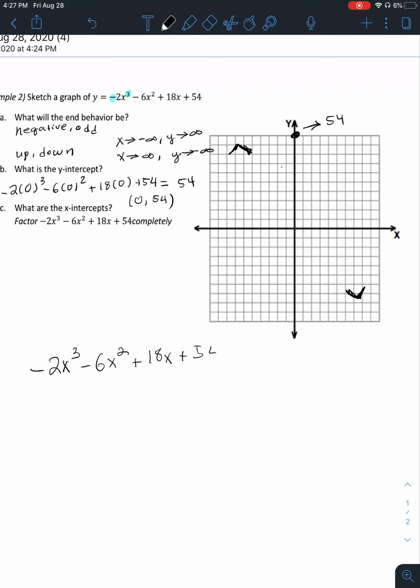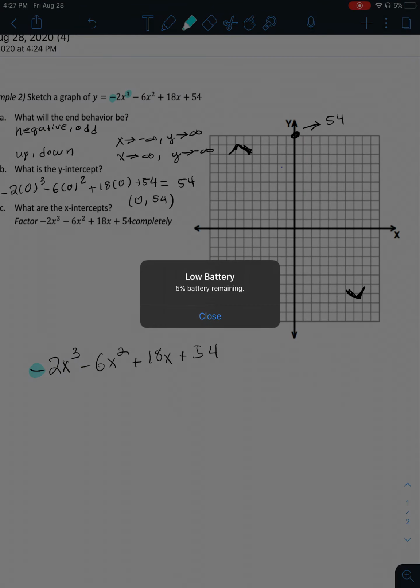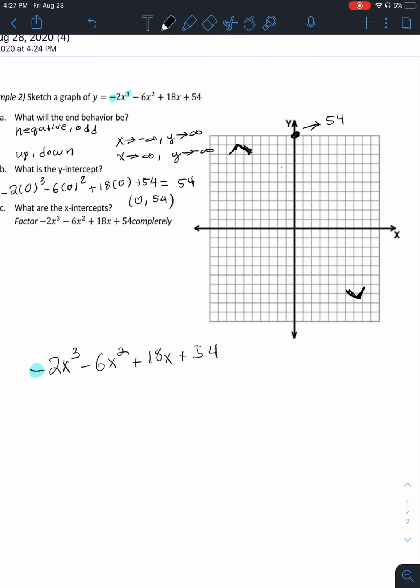So what I want you to notice, first of all, is this negative sign. I do not like this. It's just going to make factor by grouping a little bit more confusing. So what I'm going to try to do here is get rid of that negative sign. And also another thing that you should notice is that every number is divisible by 2. So I can just factor out a -2.